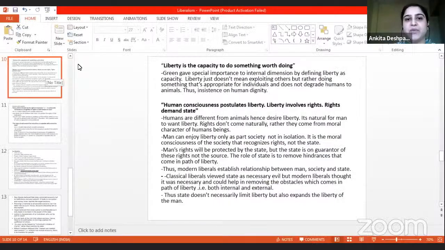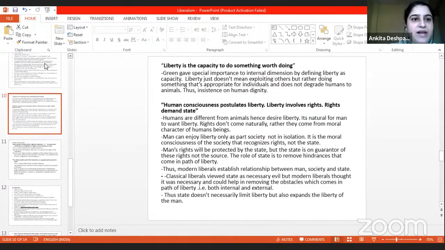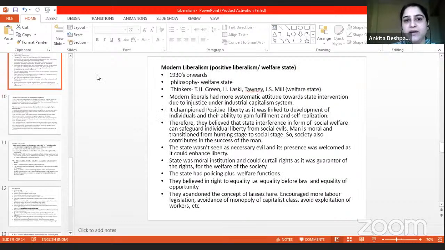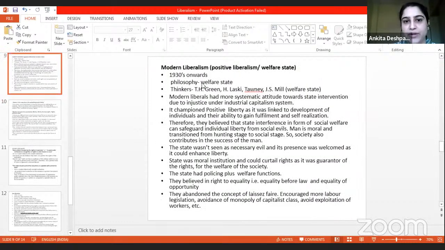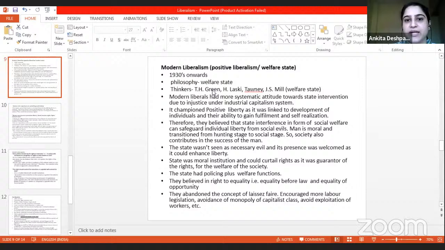In modern liberalism, which are generally asked, T.H. Green. All right. So here I'm talking about your welfare state concept. Under the welfare state concept, I'm going to teach you 2 or 3 quotes of Green as well as Laski.